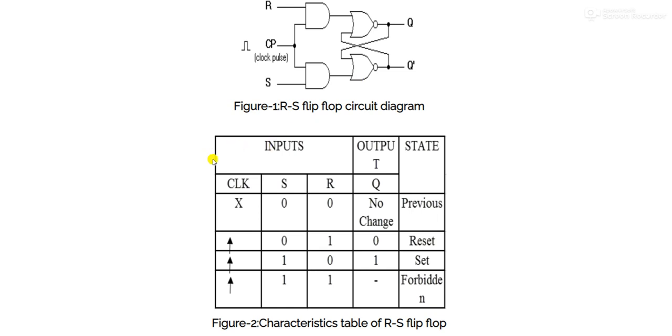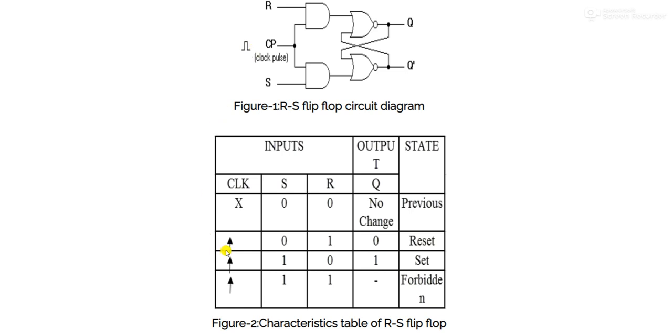This is the characteristic table of SR flip-flop. When the value of clock is 0, meaning we have not applied any clock, we will not get any change at the output. The value will be the same as what was previously available. Whenever we apply a clock pulse, this is the symbol of our clock pulse.